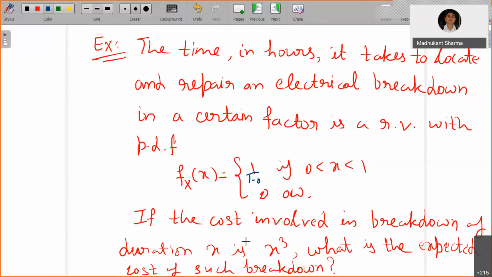As I already mentioned, when we are looking for a density function of a certain continuous random variable, first we try to identify the corresponding distribution function and then take the derivative. That will be treated as a density function. It's going to be the density function for the required random variable.